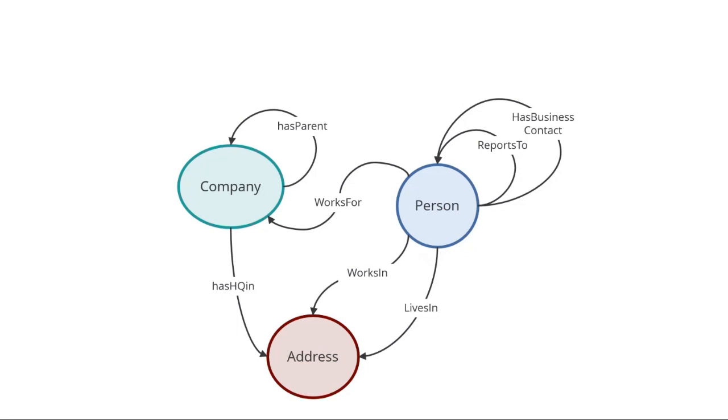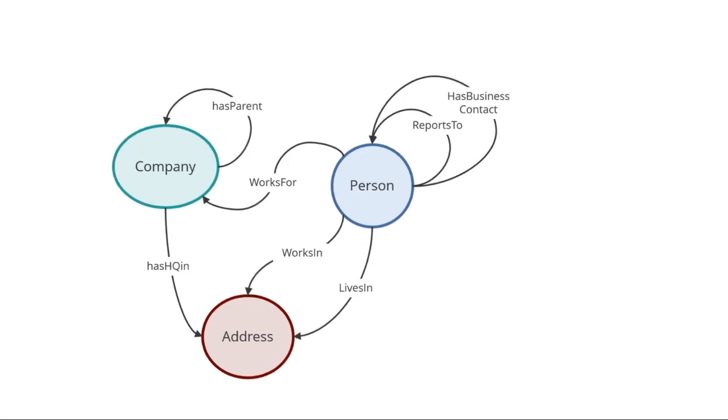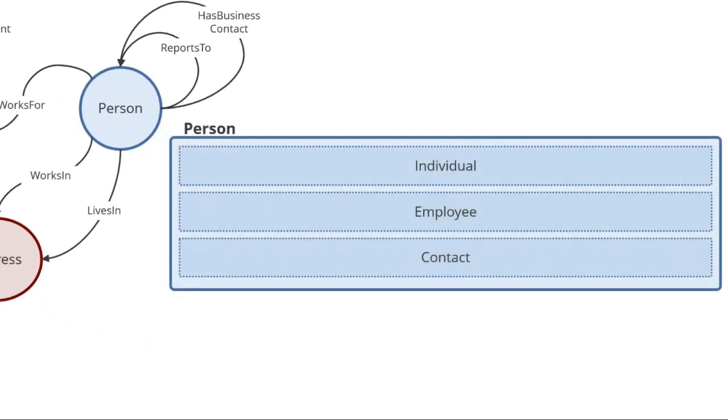A person can report to a person. That other person is then called a manager. Or a person has a business contact with a person because they are doing business together and are constantly in communication because of the business that they are doing together. And so on and so forth. And this is exactly the point where a person can also have different roles.